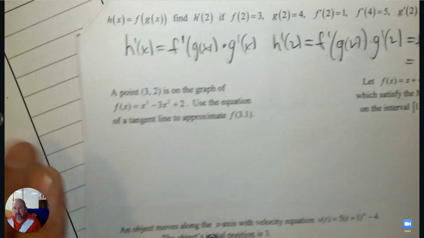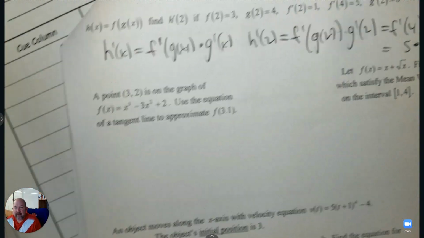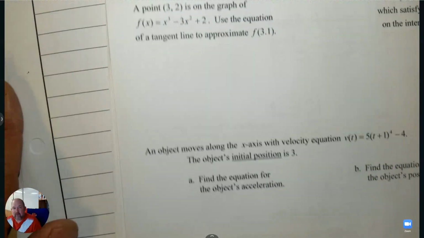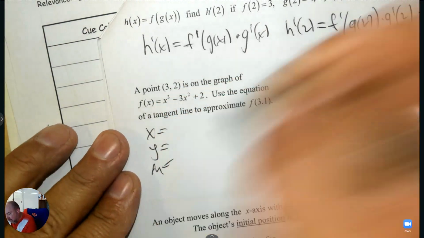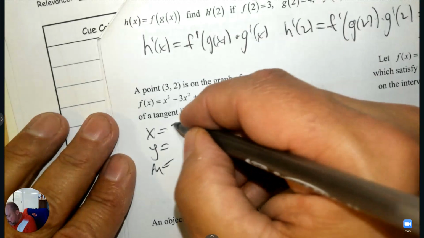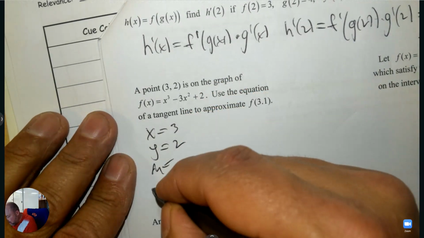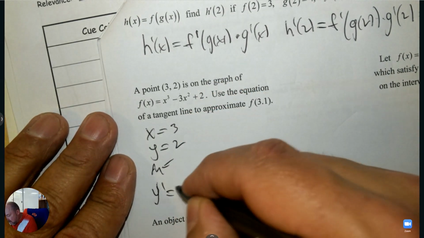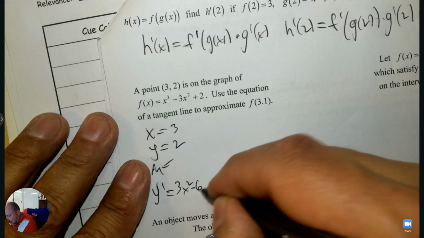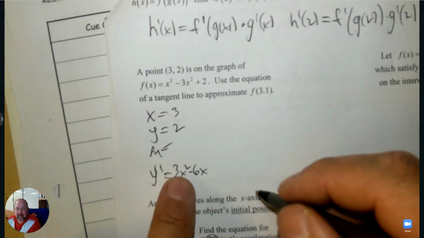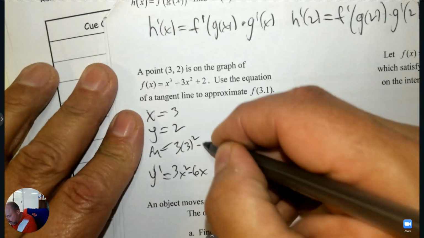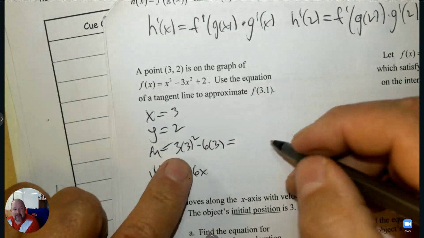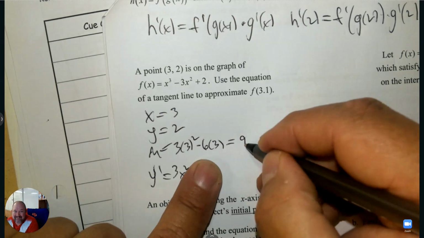All right, a point (3, 2) is on the graph of that. Use that equation of a tangent line. How do I do linearization? First I need a tangent line. So x, y, and the slope. So the x coordinate is 3. The y coordinate is 2. The slope, the derivative of that, is 3x squared minus 6x. And then I plug in 3 into here for the slope. And I get 27, take away 18, that's 9.